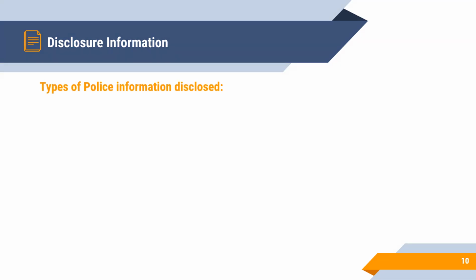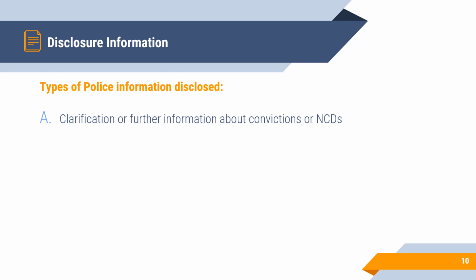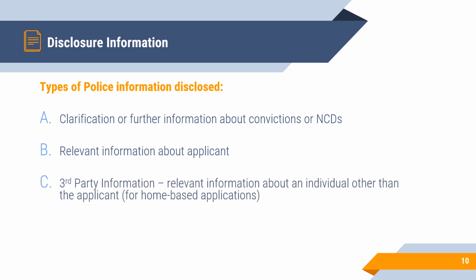The types of information that police might disclose can be grouped into 3 classifications. Police can provide clarification or further information about convictions or non-court disposals on an individual's criminal record. Police can provide further relevant information about the applicant. Or police can provide information relating to an individual other than the applicant. This would ordinarily be the case for applicants undertaking regulated activity in their own home, for example, fostering, childminding, or adoption. In the following slides, we're going to look at each of these classifications in more detail, providing examples of the type of information that police might disclose.